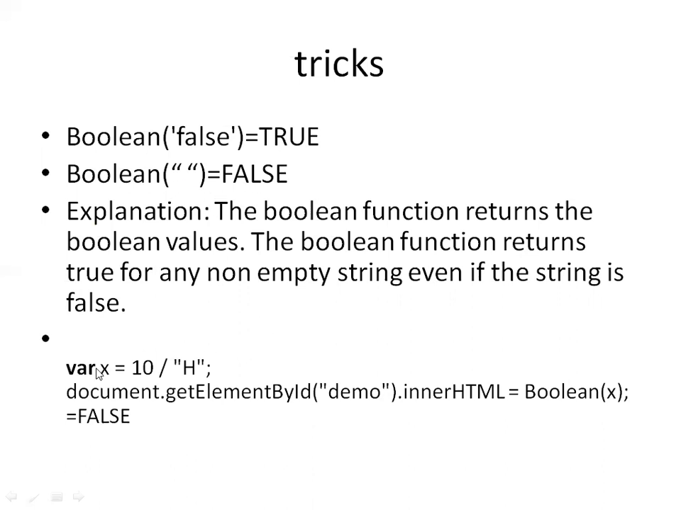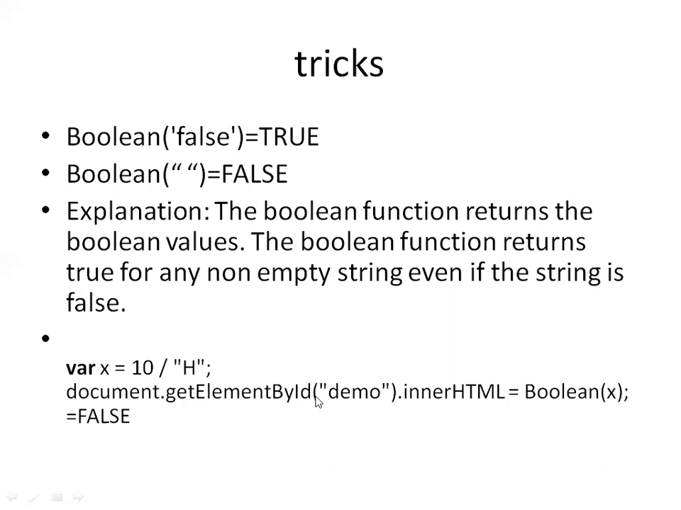Take the next case, where x equals "10 by h". 10 is the number data type, h is the string data type, because it is enclosed with double quotes. Let me see what the statement is here: document.getElementById("demo"). So demo is the id. Document is nothing but the first object in the HTML document. As we all know, if you want to know the meaning of document, go and see my DOM video, in which I explain the meaning of document.